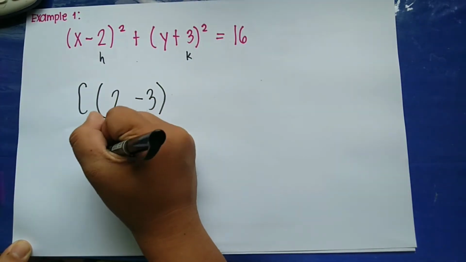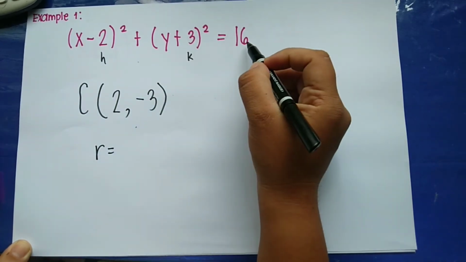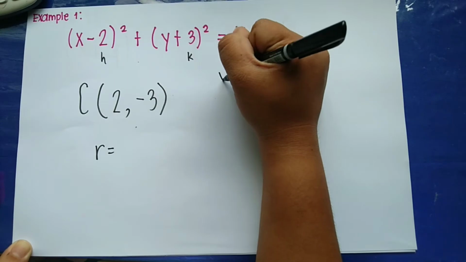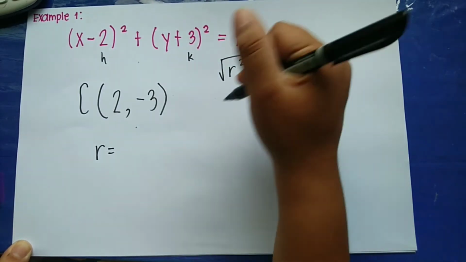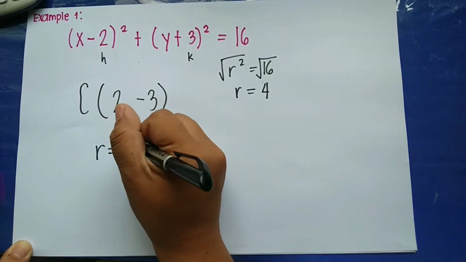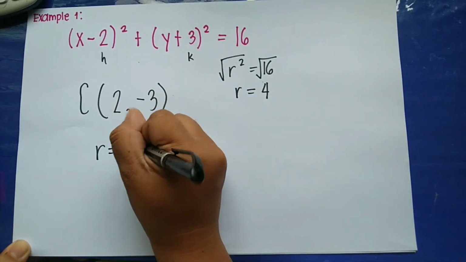And to get the radius, since r² is equal to 16, you will just get its square root, and the square root of 16 is equal to 4. Therefore, your radius is 4.